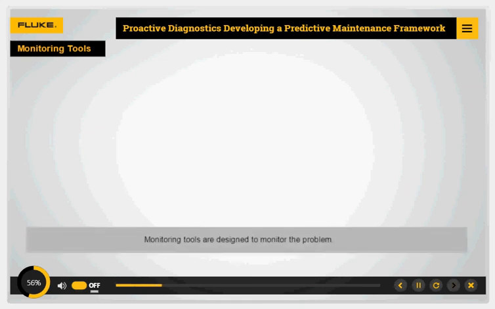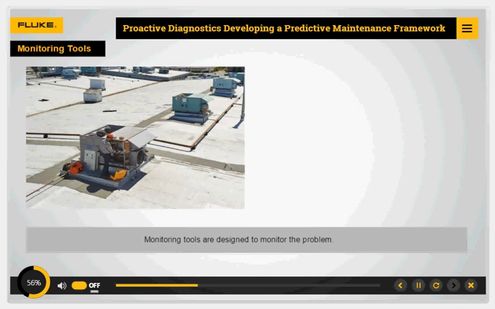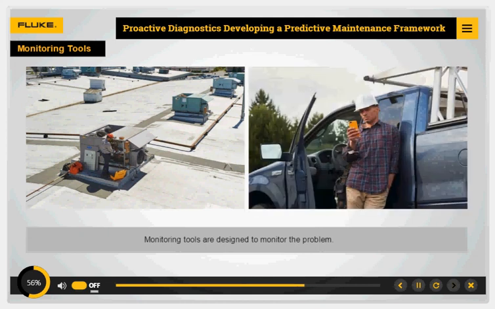Monitoring tools are designed to monitor the problem. A monitoring tool is a sensor that collects and streams a particular measurement at regular intervals. So if you're waiting for a particular change to happen, you can have the sensor keep watch and set an alarm to notify you if conditions change. Wireless monitoring systems are portable and include the sensor, a gateway router, and an app to collect the data.